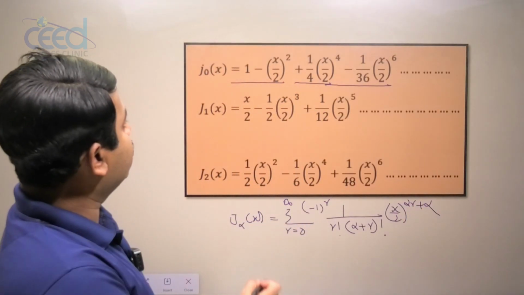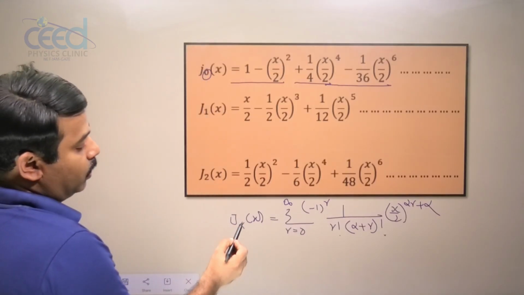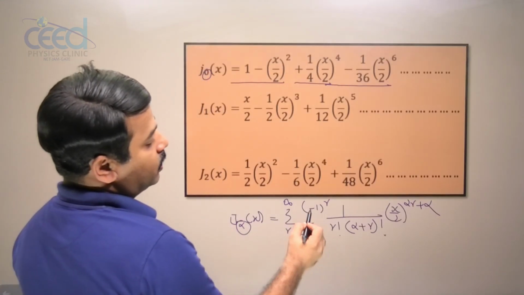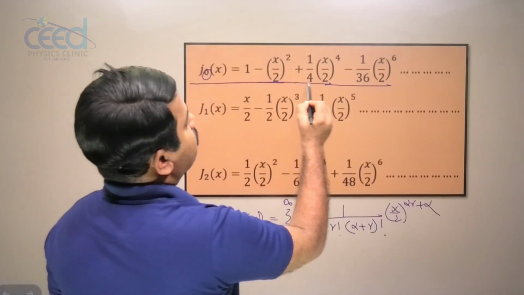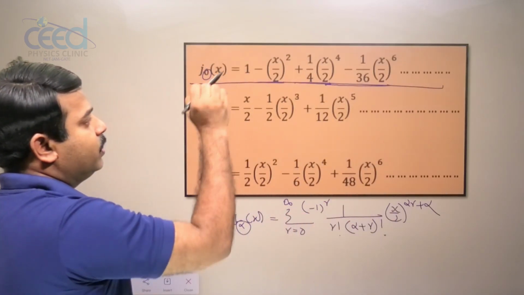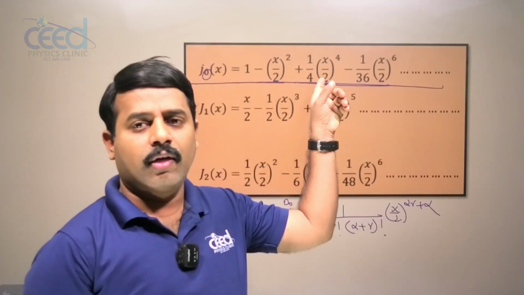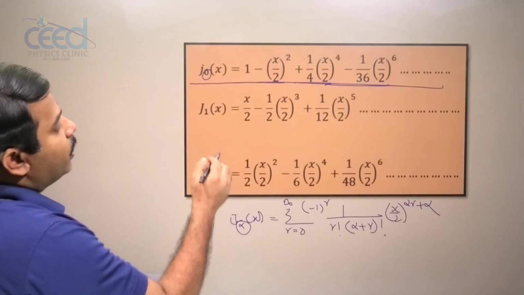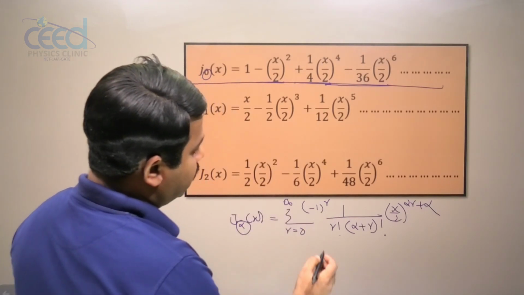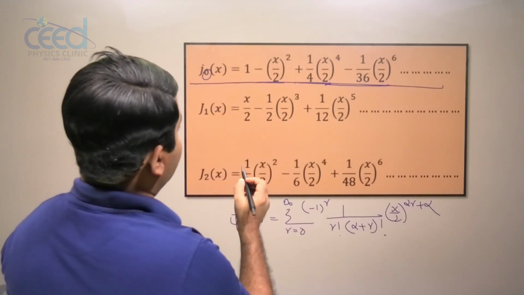Now by substituting alpha with 0 and r equal to 0 to infinity, this gives J0 of x. This we have already seen, we derived it, right? Similarly, you can find J1 of x also.